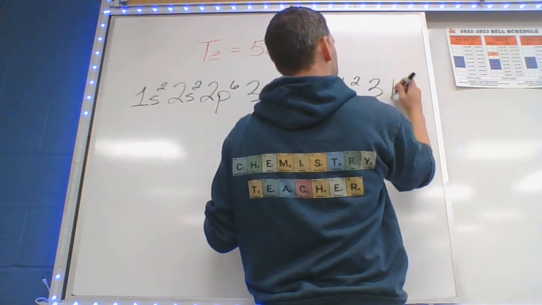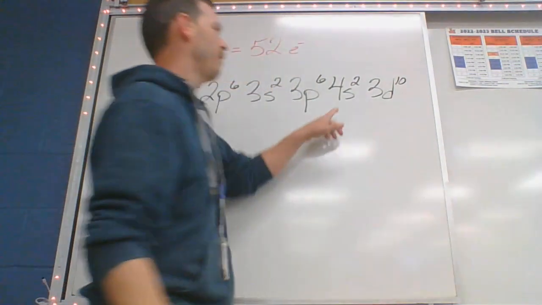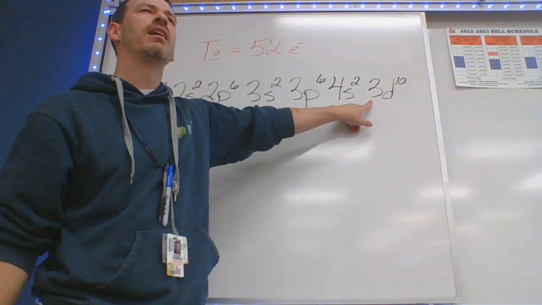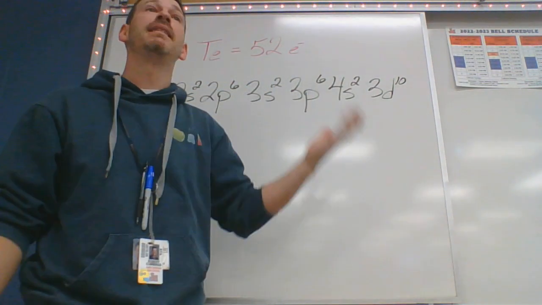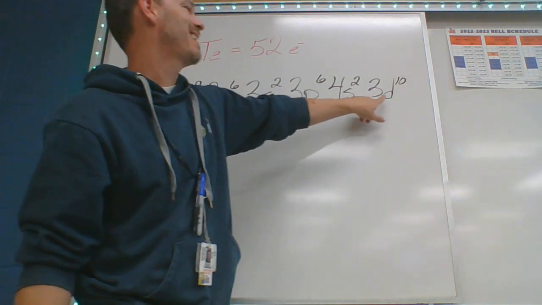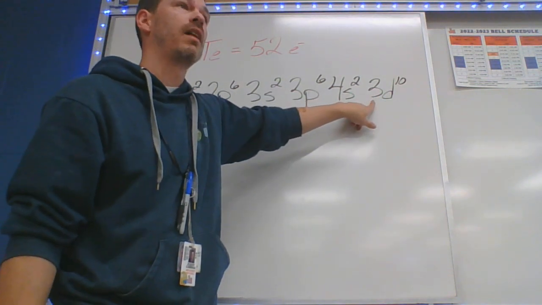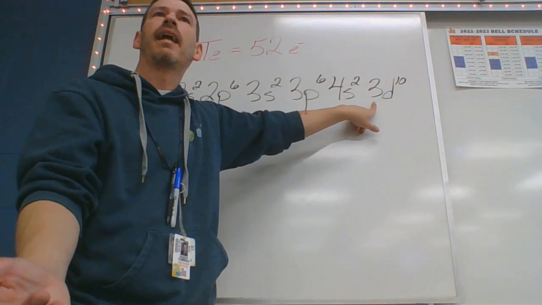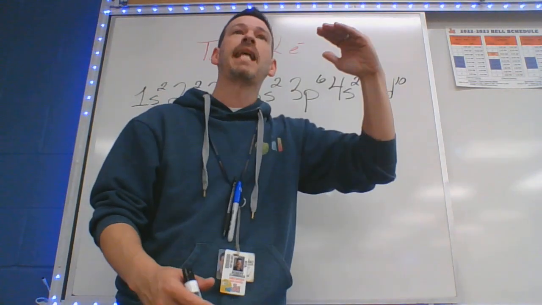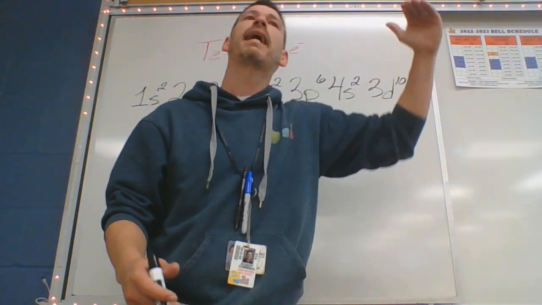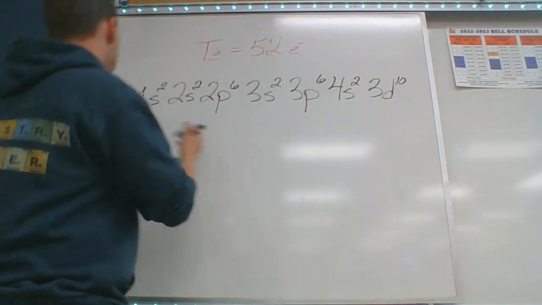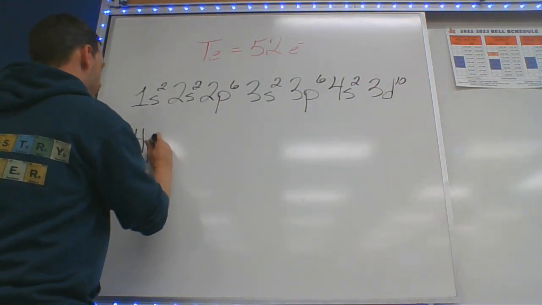Hey, have y'all noticed this? Have y'all noticed how there's a drop in energy whenever you hit d? Look for those patterns. It happens every time. When you go from s to d, the energy drops a level. So make sure you recognize that. And then what happens after it drops down a level? It goes right back up to what it was in s, which is going to be 4p.